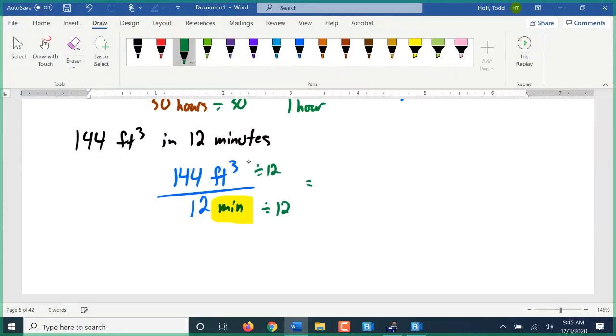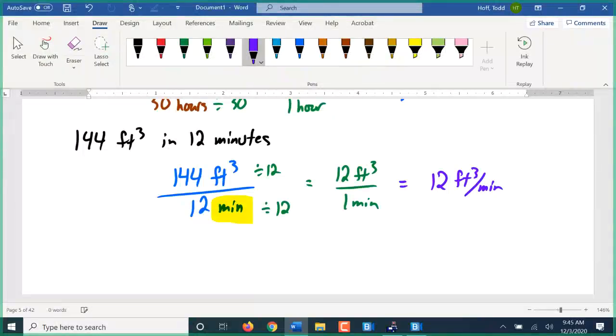144 cubic feet divided by 12 is 12 cubic feet. 12 minutes divided by 12 is 1 minute. So that means that pump is pumping at 12 cubic feet per minute. Or CFM, that's sometimes reduced to.